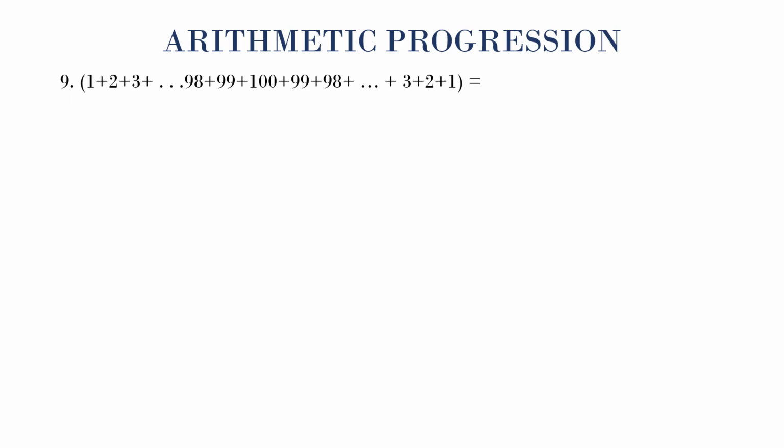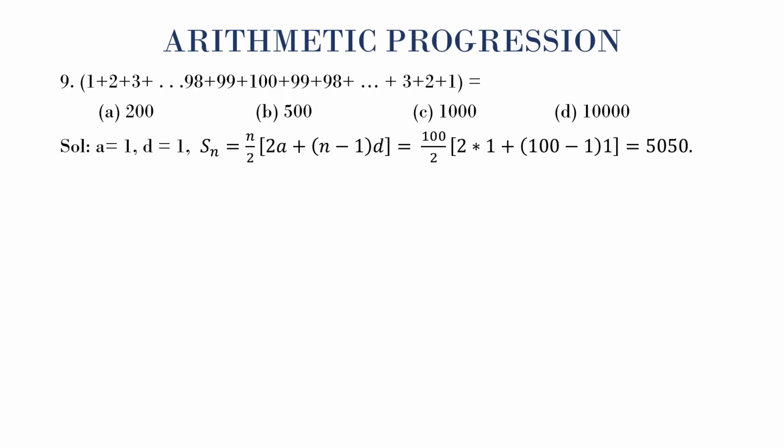Next, 1 plus 2 plus 3 plus and so on, 98 plus 99 plus 100 plus 99 plus 98 plus and so on plus 3 plus 2 plus 1. Here if you observe, we have the numbers from 1 to 100 and then in the reverse order from 99 to 1. So it is the sum of first 100 numbers, but 100 is only once. All other numbers are repeated twice.